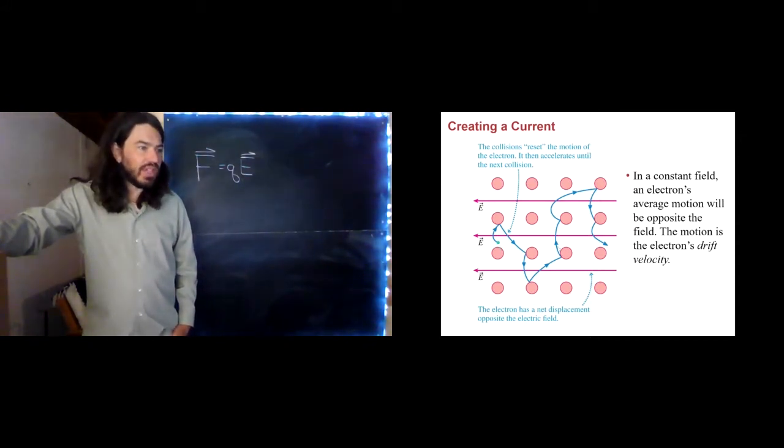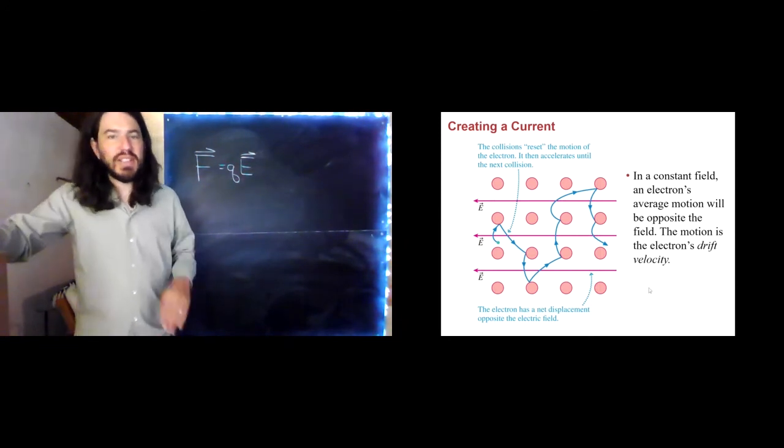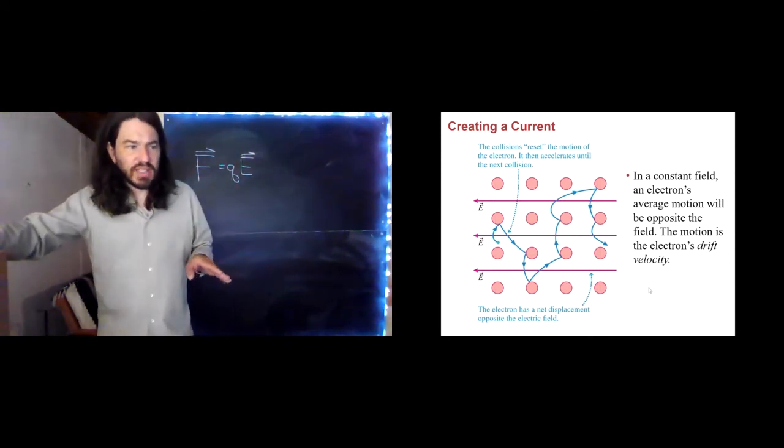And so, you know what? We actually end up with these nice parabolic shapes. It's a parabolic trajectory. But notice that there is a net motion to the right. We call that its drift velocity. And it turns out that its drift velocity is much smaller than its thermal velocity.